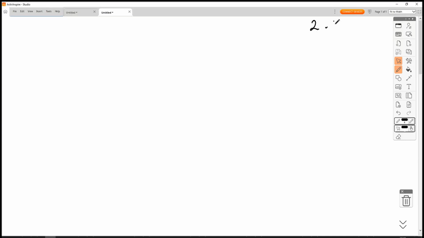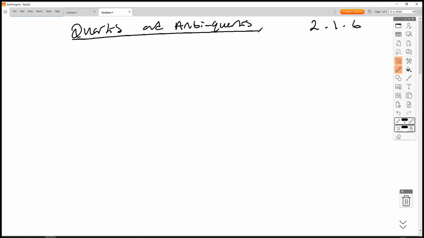This is 2.1.6, quarks and anti-quarks. I'm going to start with the three quarks that you have to know very, very well, and then I will give you the full picture afterwards. So first let's make a table where we put the up quark, down quark, and strange quark.